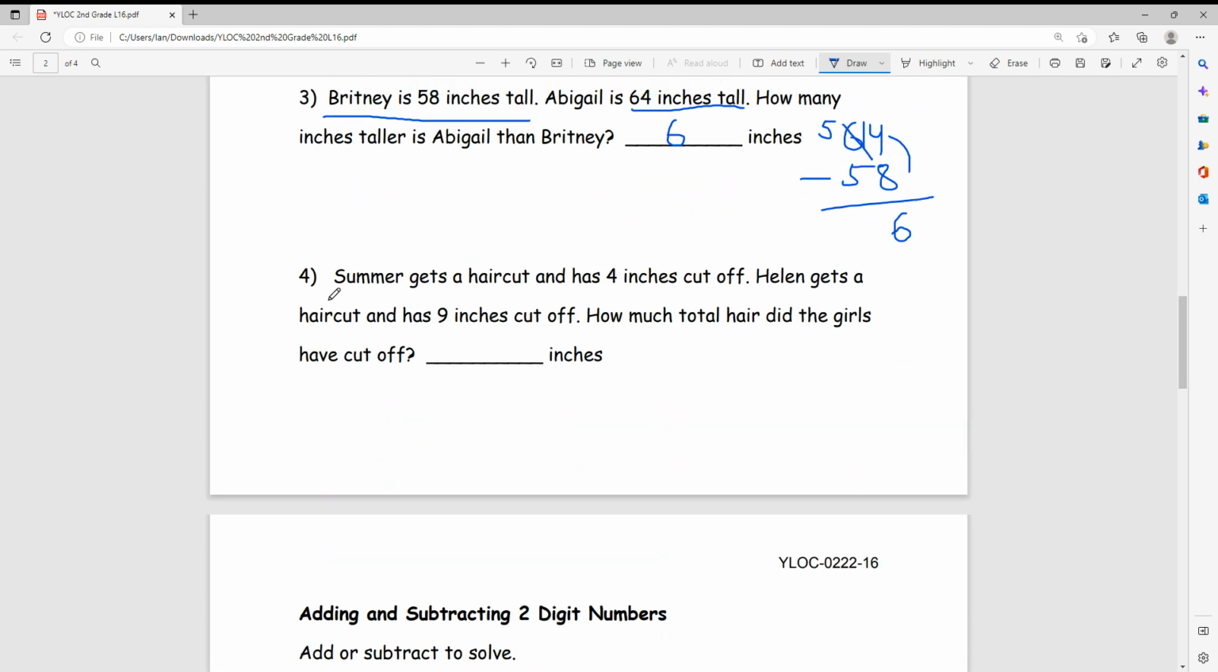Number 4, Summer gets a haircut and has 4 inches cut off. Helen gets a haircut and has 9 inches off. How much total hair did the girls cut off? We're not doing subtraction because we want to know total hair. So 9 plus 4. 9 plus 4 equals 13.